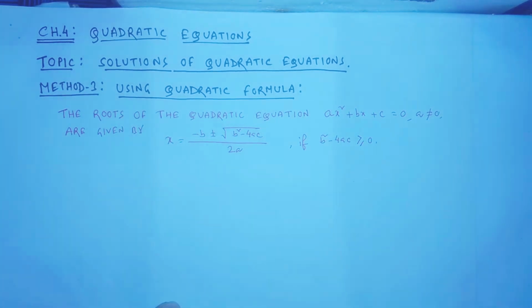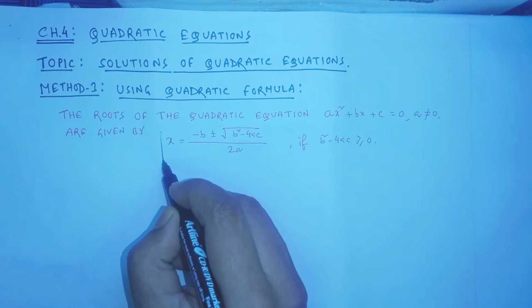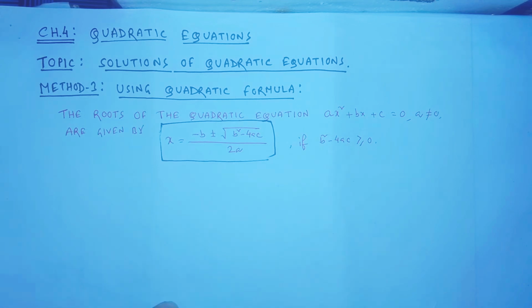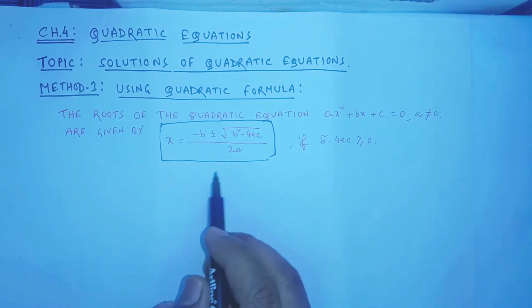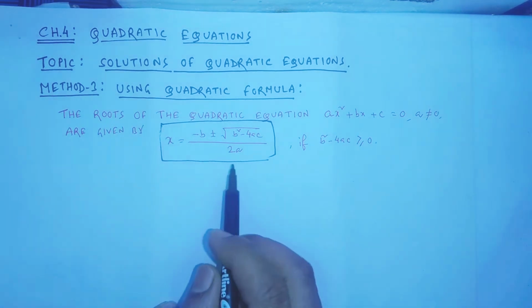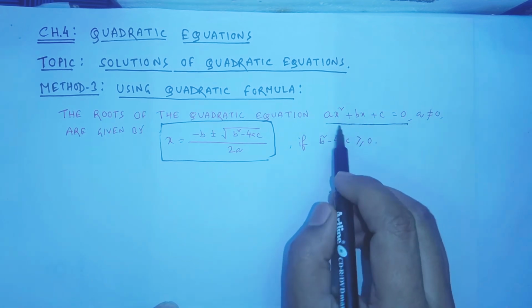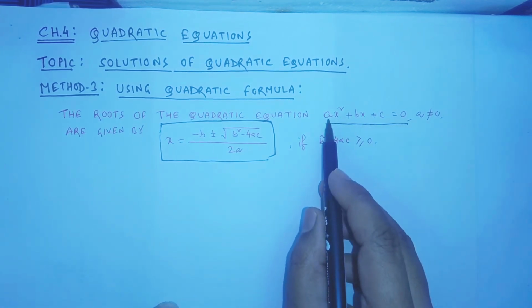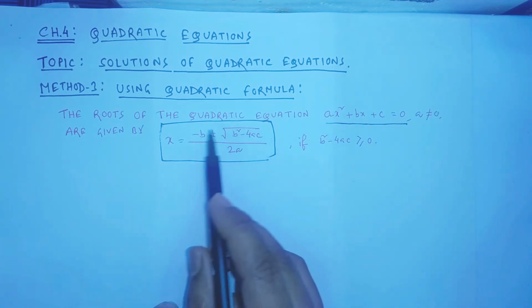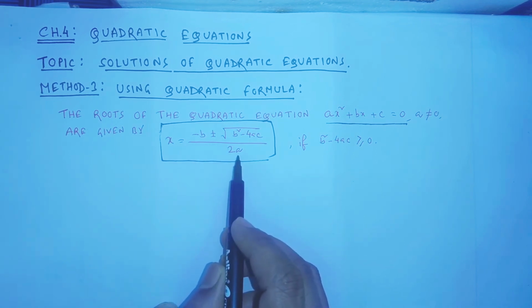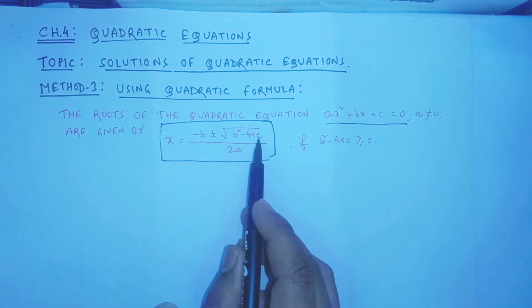Before I start the method, you must understand that we are going to apply this formula directly in the equation. You can try the derivation of this formula, but it's not in the syllabus, so we are not going to discuss it. Now, how do we find the roots of the quadratic equation ax square plus bx plus c, a not equal to 0? You simply put the values of a, b and c in the quadratic formula to get the value of x.